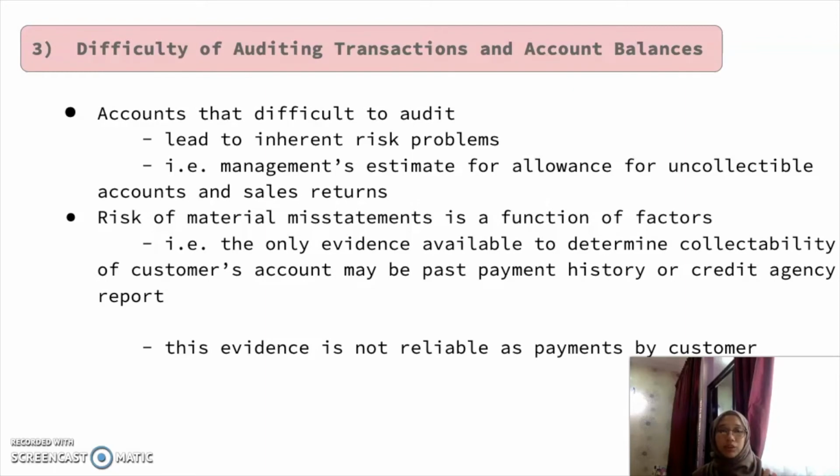Moving on to the third point, which is the difficulty of auditing transactions and account balances. Accounts that are difficult to audit will lead to inherent risk problems, such as management's estimate for allowance for uncollectible accounts and sales returns. Risk of material misstatement is a function of factors, and this evidence is not as reliable as payment by customer.